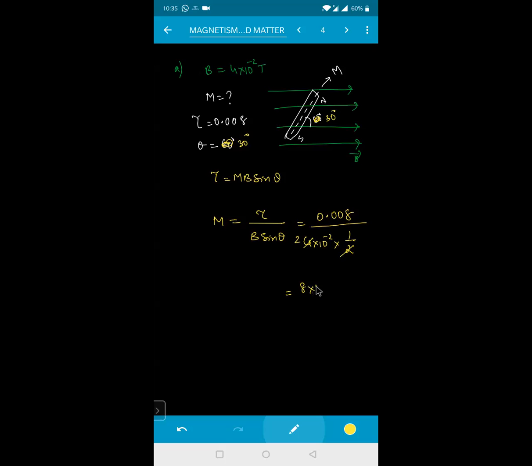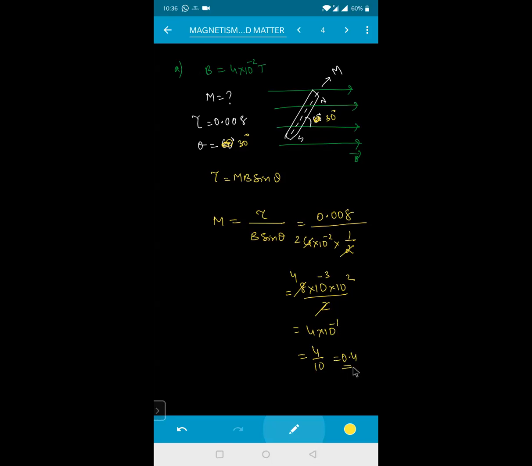8 into 10 to the power of, how much? 1, 2, 3. 10 to the power of minus 3. This is 10 to the power of 2 divided by 2. 2 ones are 2, 2 fours are 8, 4. This will be 4 into 10 to the power of minus 1. That means 4 by 10, 4 by 10 means 0.4.